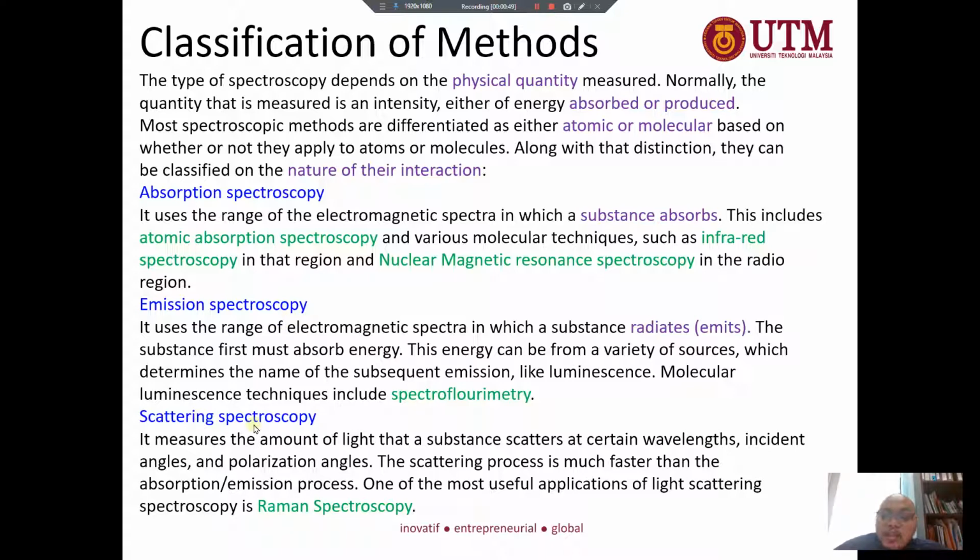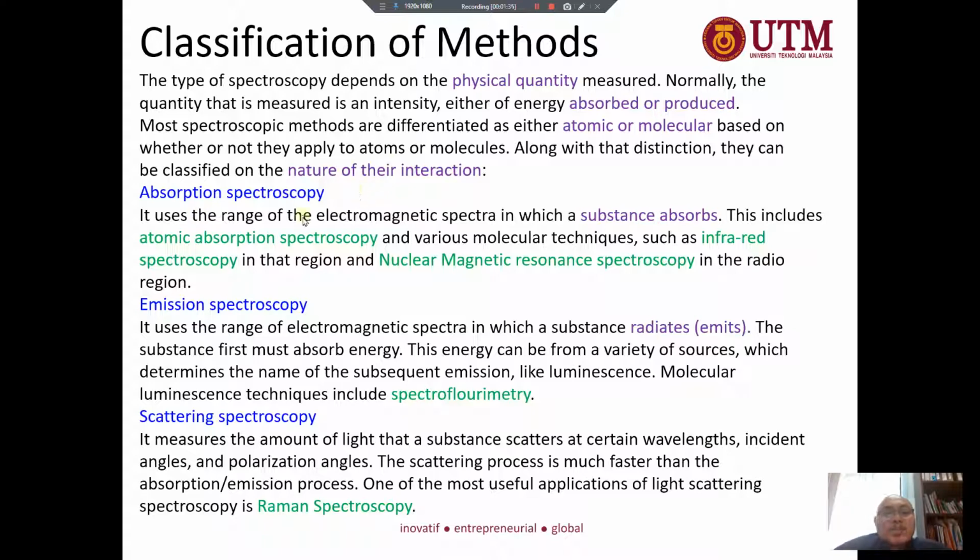I know it's a little bit confusing. Supposedly, we should call them absorption spectrometry, emission spectrometry, or scattering spectrometry. That is the correct name if we follow the classification of methods. But in the world of analysis, the general term for the techniques or methods is spectroscopy as well: absorption spectroscopy, emission spectroscopy, scattering spectroscopy. If you google, you will also find absorption spectrometry, emission spectrometry, scattering spectrometry. It's all about the same.